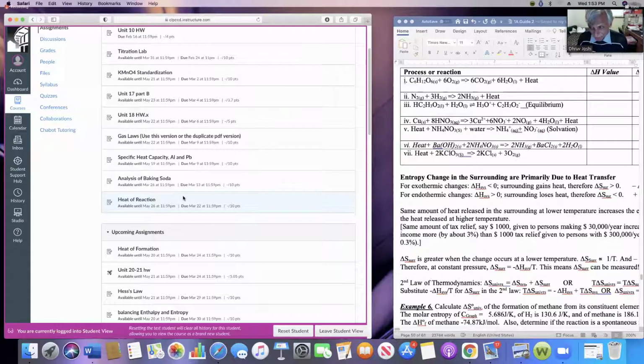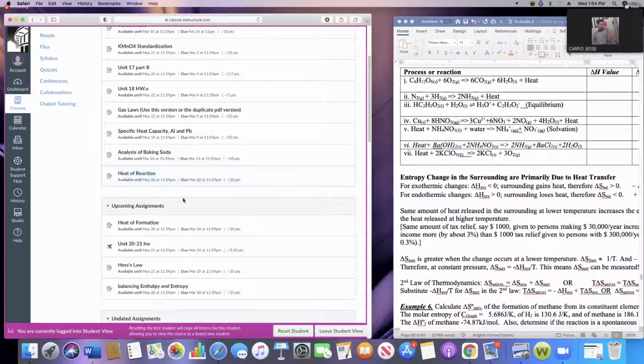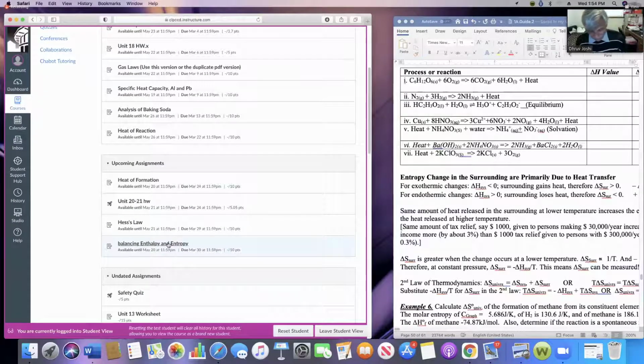Yes, the temperature is involved, we know that. But the temperature is involved in a quirky way, not directly. So that's a little bit difficult thing to do. But we're going to talk about that. What does it mean? Entropy and enthalpy together. So let's see. Balancing enthalpy and entropy.